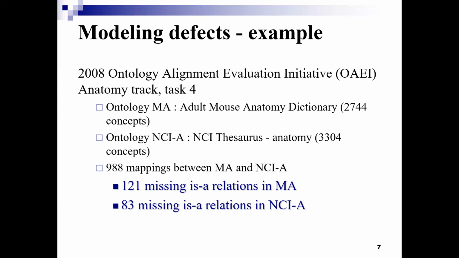Now, from this information, you could actually easily derive that 121 is-a relations were missing in the first ontology and 83 in the second. I'll show you later how those are done.